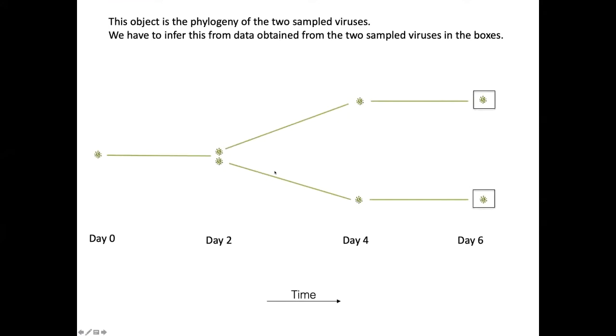Now, this object, where I've only kept track of the ancestral lineages, is in fact the phylogeny of the 2 sampled viruses. And the task of phylogenetics is to infer this phylogeny from data that you obtain only from these 2 samples in the boxes here.